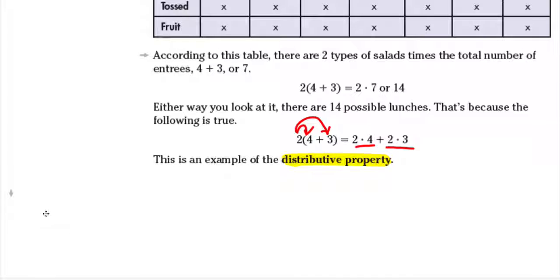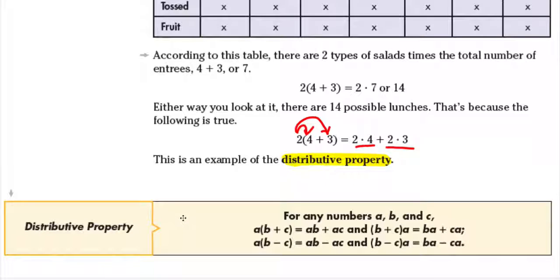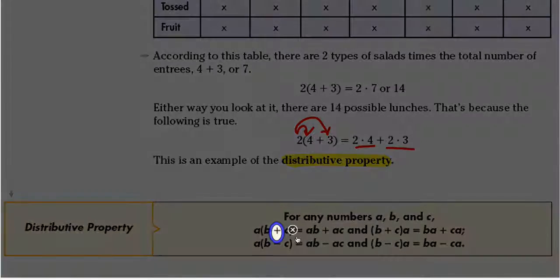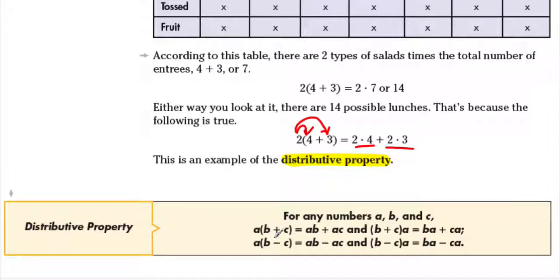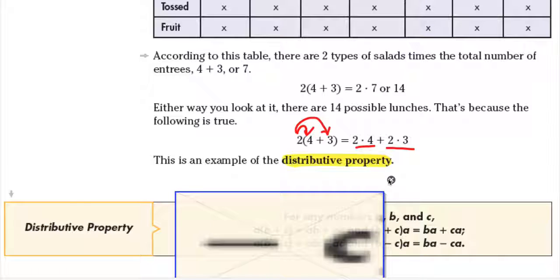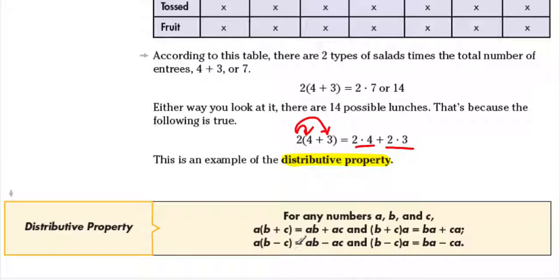Which brings us to the distributive property for any numbers a, b, and c. A times the quantity b plus c will be equal to ab plus ac, and the quantity b plus c times a is equal to ba plus ca. And the distributive property holds true for subtraction as well. So it will hold true for both addition and also subtraction. So that is now the distributive property in symbols.